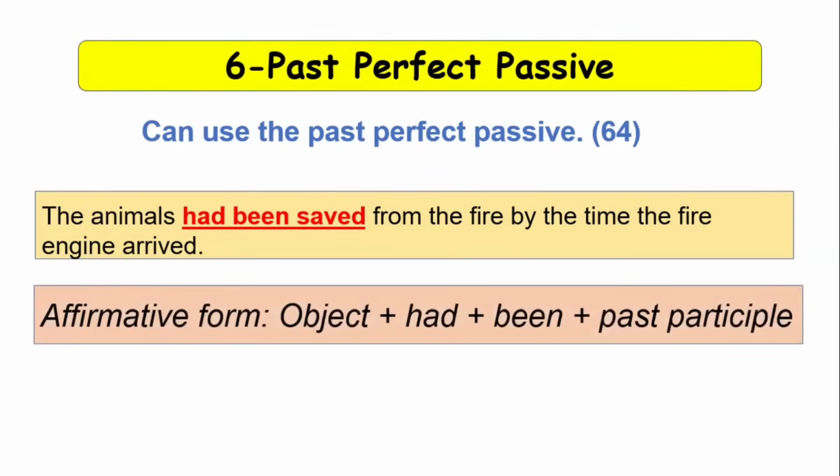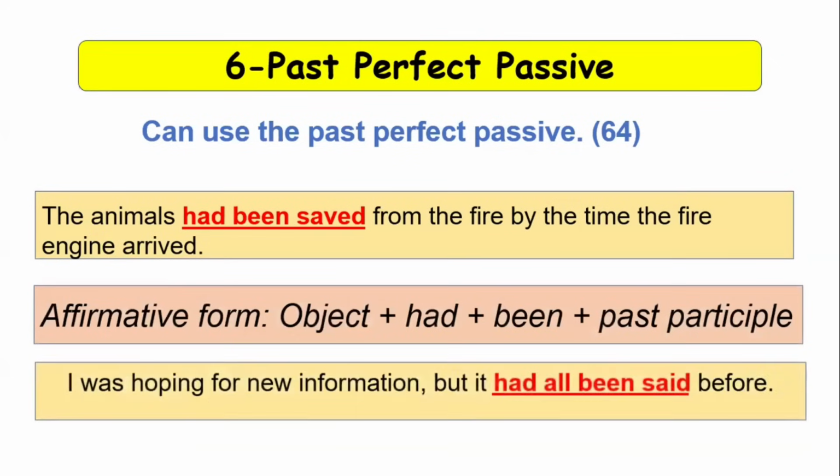In the affirmative, اللي هو الشكل المثبت, we have the object المفعول به plus had plus been plus past participle. You see, normally in other sentences, the sentence usually starts with a subject. بتبدأ بالفاعل. Now in the passive voice tense, we usually start with the object. بنبدأ بالمفعول. Okay? I was hoping for new information, but it had all been said before. كنت أتمنى معلومات جديدة لكن قيلت كلها من قبل.